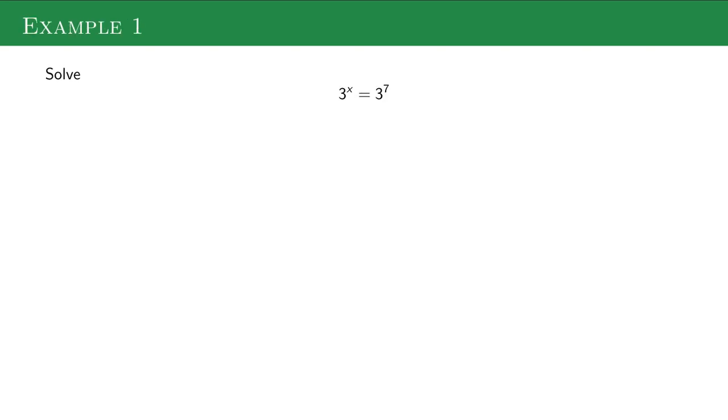So we had 3 to the x equals 3 to the 7. It looks pretty complicated because we have this x in the exponent, but these are both base 3. I kind of just ignore them, and the exponent's x equals 7. And now x is by itself, so I'm done.